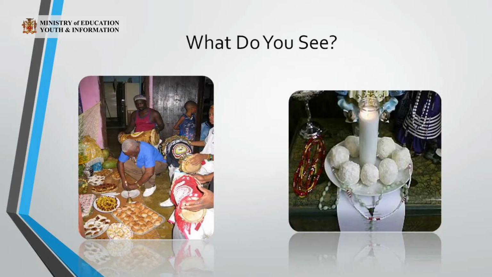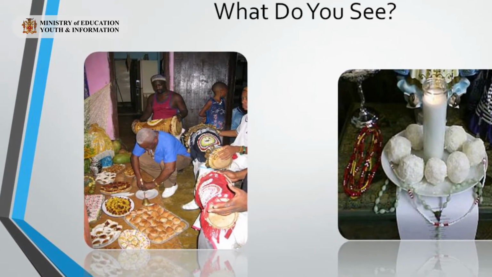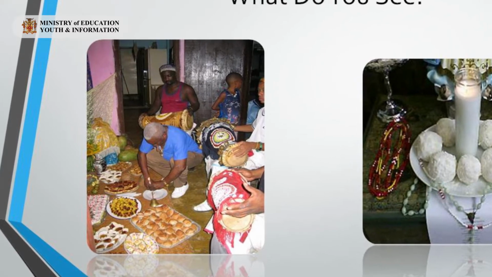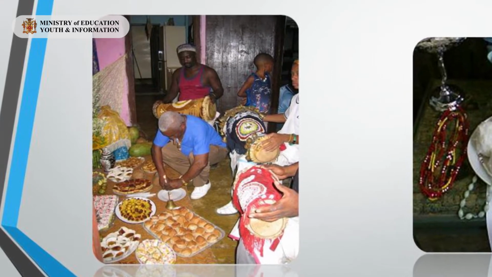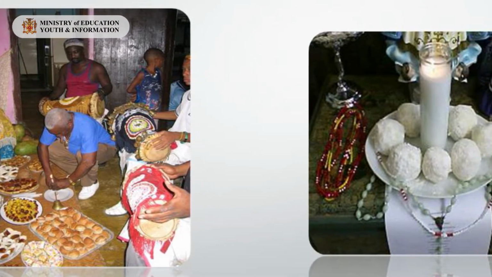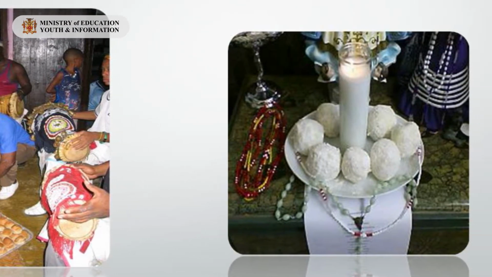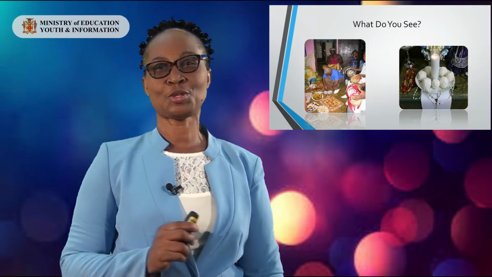Let us examine the pictures. You should be seeing some pictures on your screen. And I ask you, what do you see? What are you seeing in those pictures? The objects shown are used in the Santeria ceremonies, and you would have noticed drum, necklace, candles, food, and so forth. Which other religion that you have studied utilizes these objects? Hinduism would readily jump to mind.